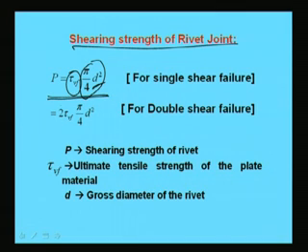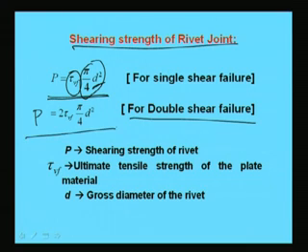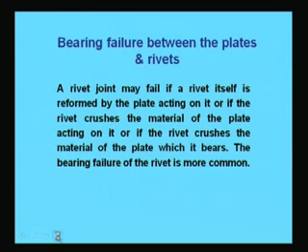So, for single shear P can be found as tau Vf into pi by 4 into d square, and for double shear this P will become 2 into tau Vf into pi by 4 into d square, where d is gross diameter of the rivet and P is the shearing strength of the rivet.